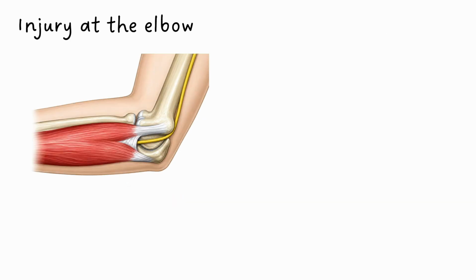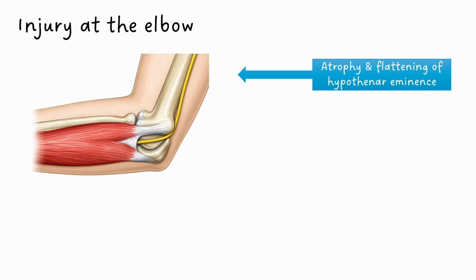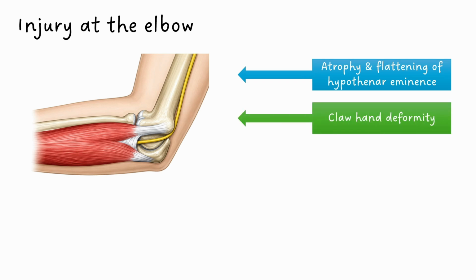The characteristic clinical features seen in injury of the ulnar nerve at the elbow include atrophy and flattening of hypothenar eminence, because the three hypothenar muscles, that is the abductor digiti minimi, the opponens digiti minimi and the flexor digiti minimi, are all supplied by the ulnar nerve, the deep branch of ulnar nerve. Then we have claw hand deformity affecting the little and ring fingers.